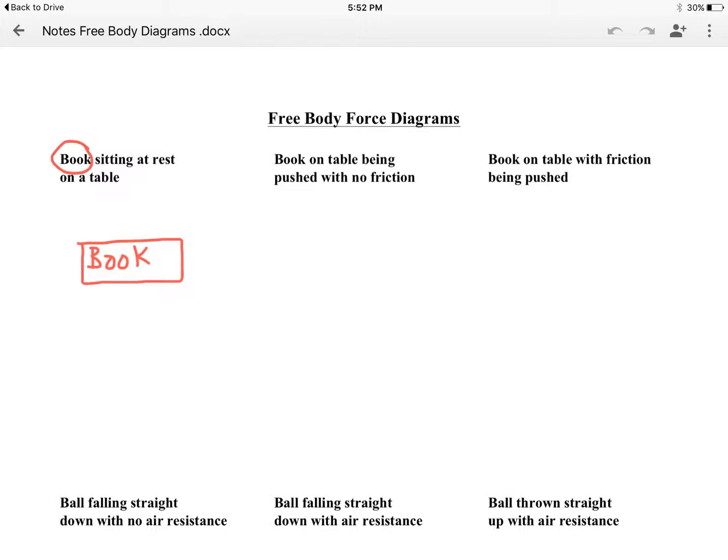So here I have a book, that rectangle. It's a book sitting on a table. Forget the table. Now we're going to draw a force diagram, and we'll represent forces with vector arrows because force is a vector. And we'll talk more about that later on. But okay, so here's what we do. There's a book sitting on a table. What forces are acting on the book?